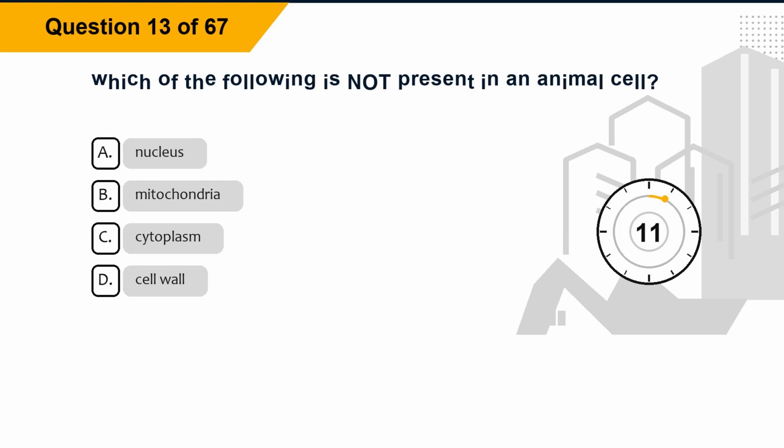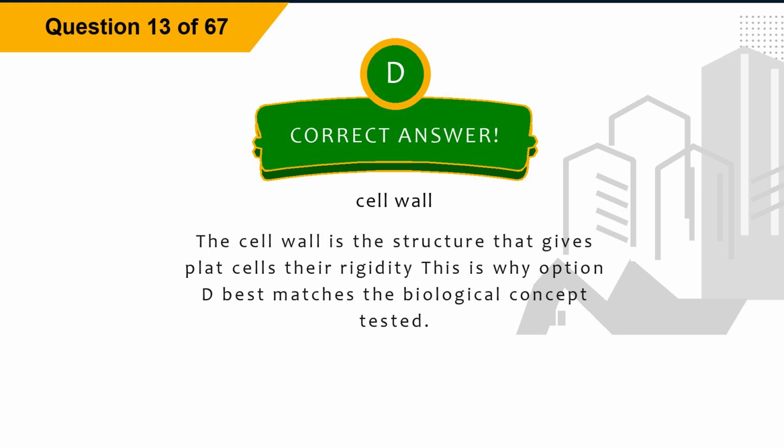Question 13. Which of the following is not present in an animal cell? Option A, nucleus. Option B, mitochondria. Option C, cytoplasm. Option D, cell wall. The correct answer is option D, cell wall. Explanation. The cell wall is the structure that gives plant cells their rigidity. This is why option D best matches the biological concept tested.